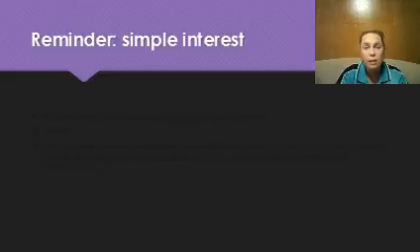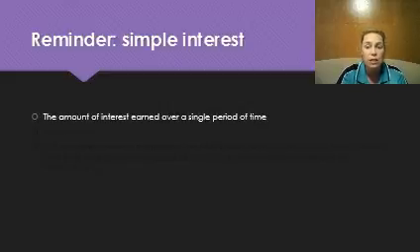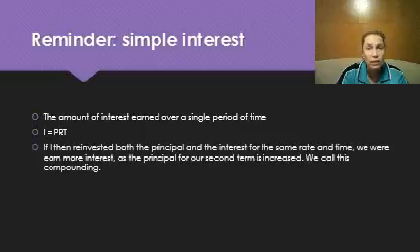Simple interest was the amount of interest that was earned over a single period of time. The formula is interest is equal to the principal times the rate by the time or term. Now, if I was to reinvest both the principal and the interest that I'd earn in my simple interest calculation into a second investment for the same rate and term, we would gain more interest as our principal is actually higher than it was originally. We call this compounding.